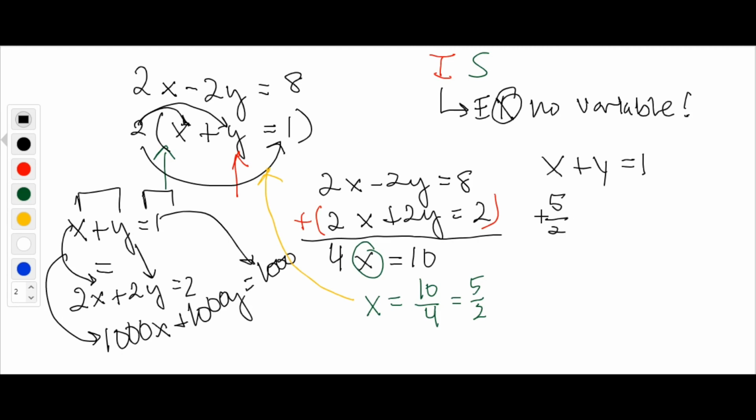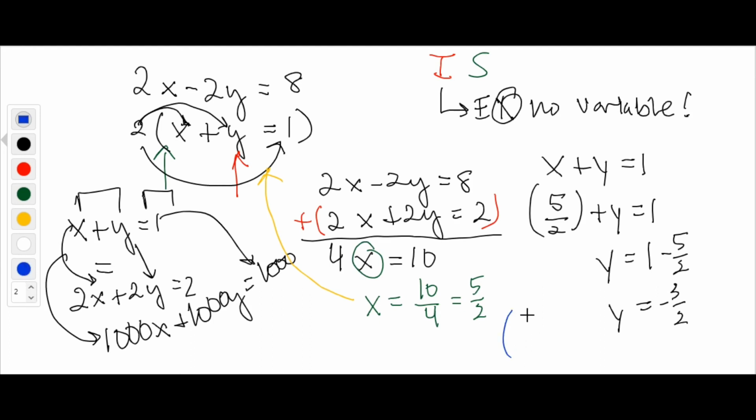So 5/2 plus y equals 1. Y equals 1 minus 5/2. Y equals -3/2. Therefore, I'm going to put this in blue because blue is actually kind of cool right now. Therefore, 5/2, -3/2 is our solution.